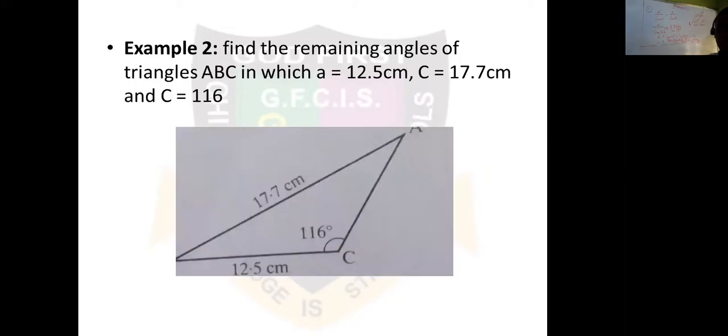So going to example 2. Example 2: find the remaining angles of a triangle in which a is equal to 12.5 centimeter, c is equal to 17.7 centimeter, and C is equal to 116 degrees. So wiping the board now.